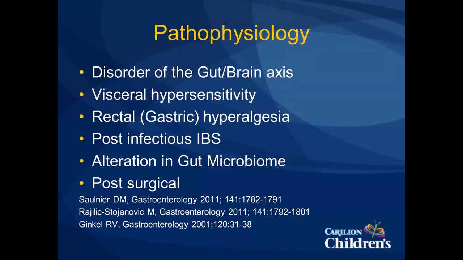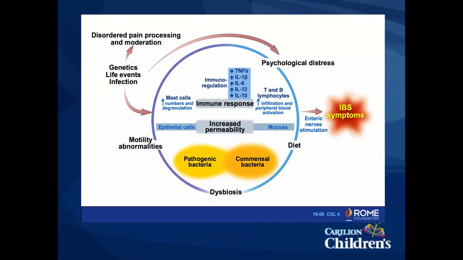This is a diagram of how our diet, dysbiosis, which links to what I mentioned about infectious processes, but also our own pathogenic bacteria or commensals, act as a baseline trigger of problems. Then motility abnormalities, visceral hypersensitivity associated with dysfunction, and then our genetic factors and life events with infections as well, disordered pain processing, and not to say psychological distress. There is an immune response associated with the different aspects of irritable bowel syndrome with some interleukin cytokine changes. There is also some degree of increased permeability with increased mucosal secretion of fluids, and then stimulation of enteric nerves with IBS symptoms. So it's a multifactorial problem.